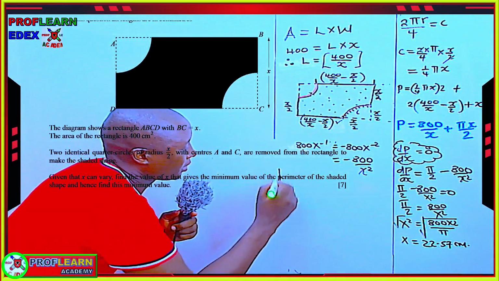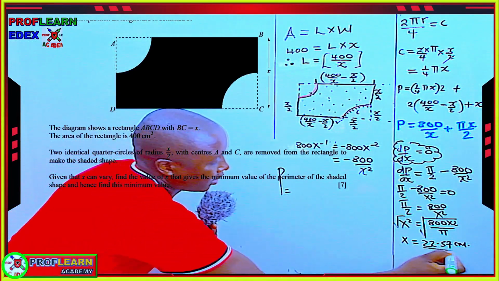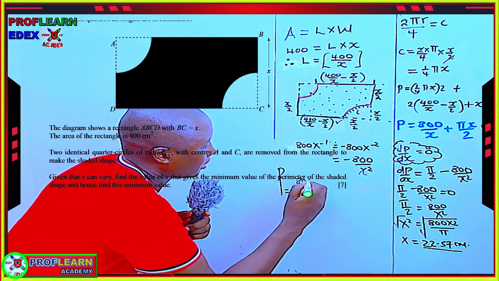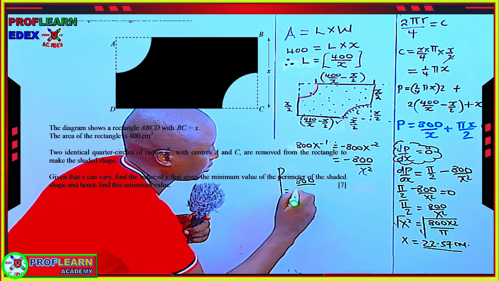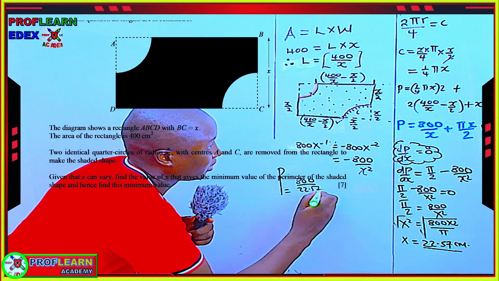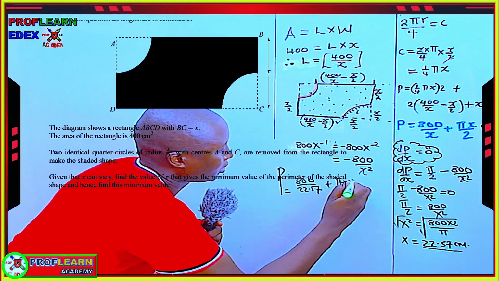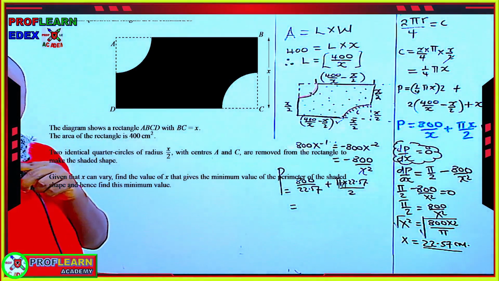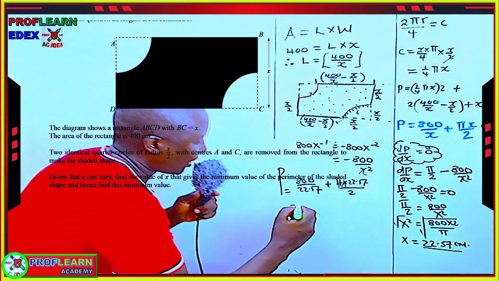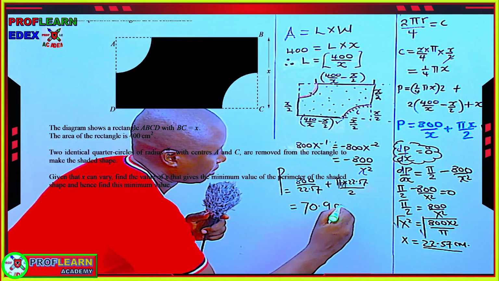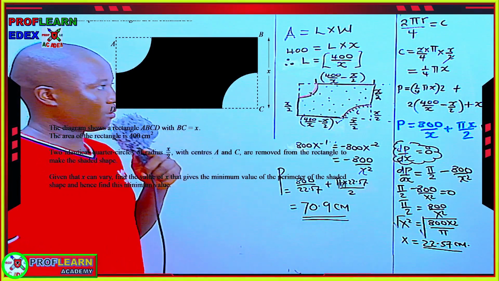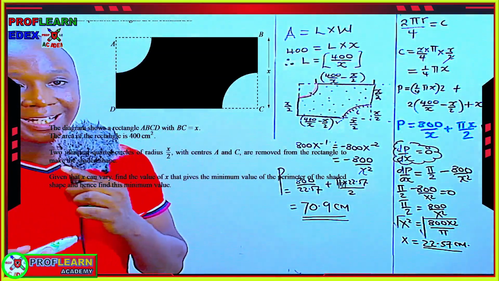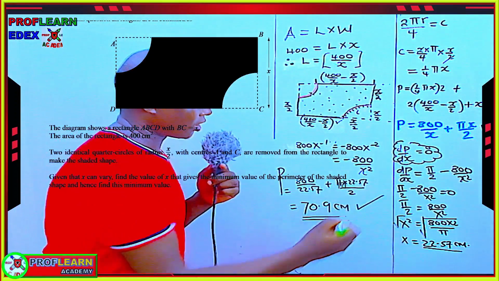The perimeter at this value of x is going to be equal to the expression for perimeter, which is 800 over x, but x is 22.57, plus pi times 22.57 over 2. And if you work it out, your answer is going to be close to 70.9 centimeters, because we were told in this question that all the lengths are given in centimeters. So basically check your answer in this.